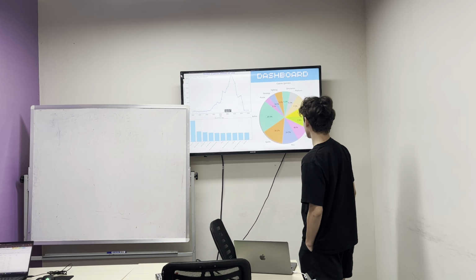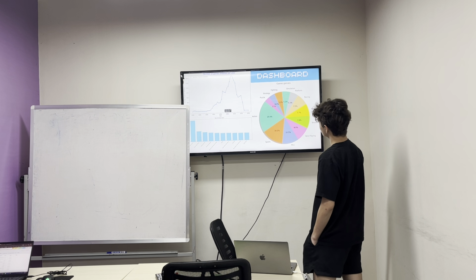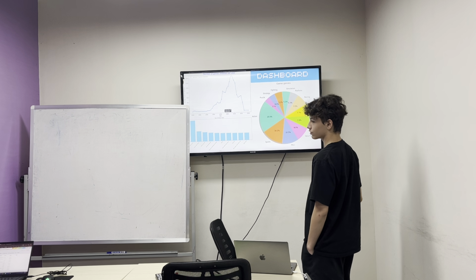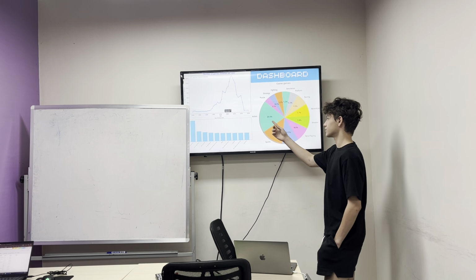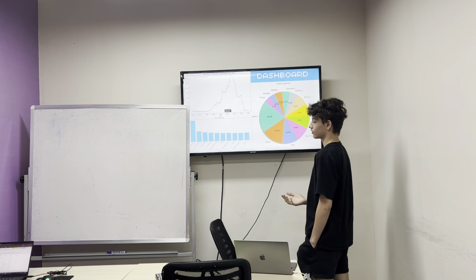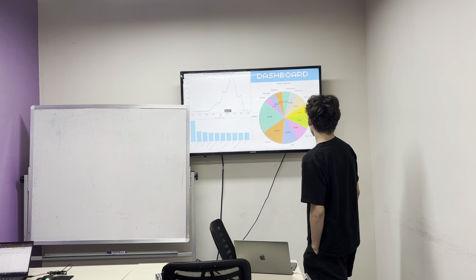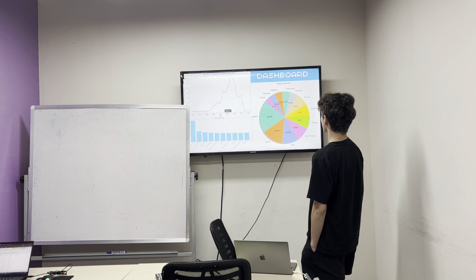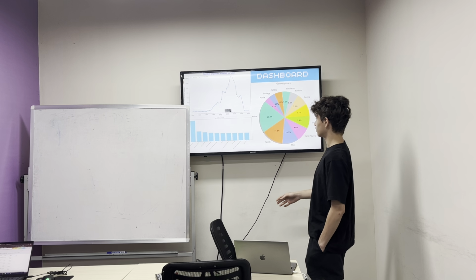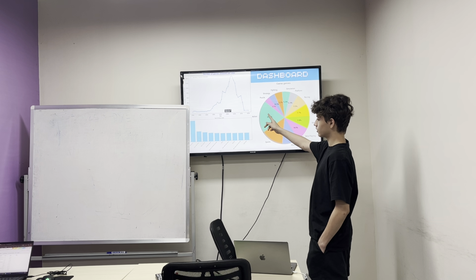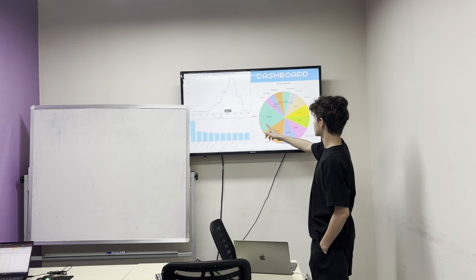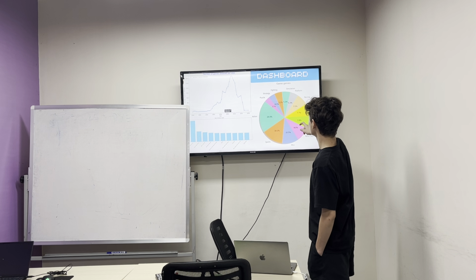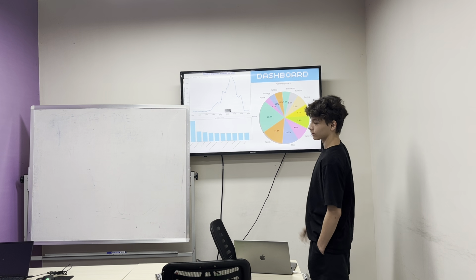This is the amount of games with different genres. We can see that action has 20%, which is what most people like to play, and then the list goes on. We can see that it goes in a circular motion. So 20%, 14, 10, 9, and then the list goes on.